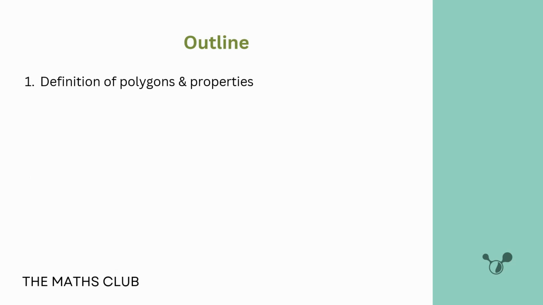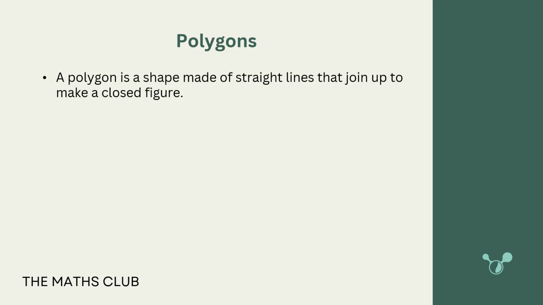We're going to look at the definitions of polygons and properties of polygons, and we're going to look at interior and exterior angles of a polygon. A polygon is basically a shape made of straight lines that join up to make a closed figure. So it is bounded by 3 or more straight lines. A polygon has at least 3 sides, right? It could have 3 or more, but cannot have less than 3 because it cannot close. You try and draw 2 straight lines and see if they can close. They won't. You need a third line to make it close, at least.